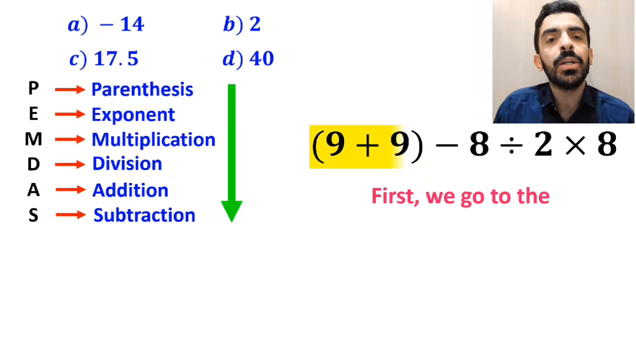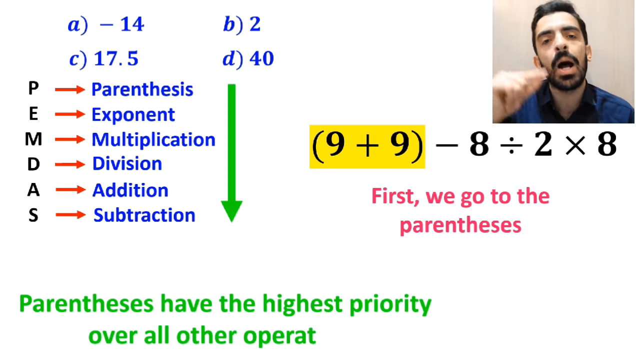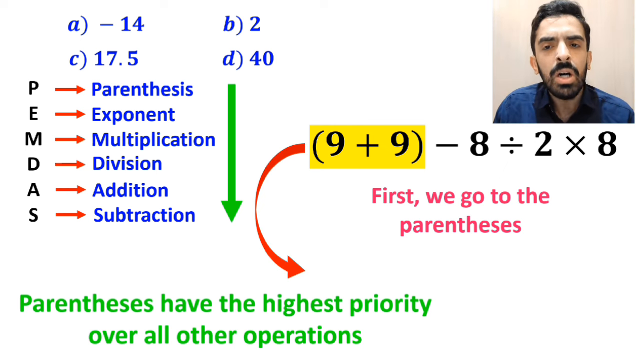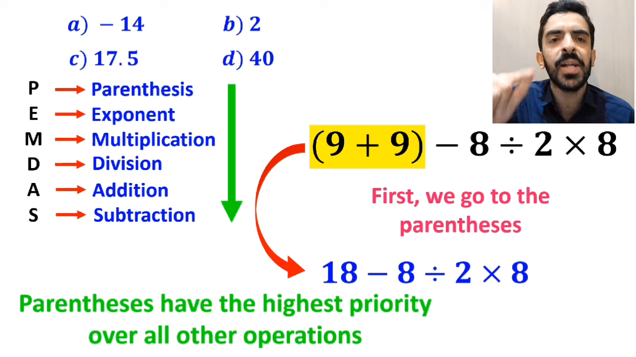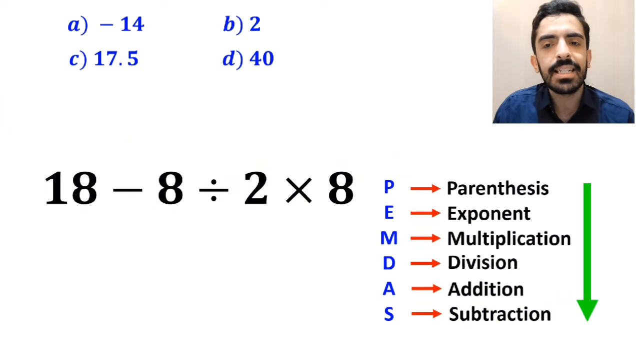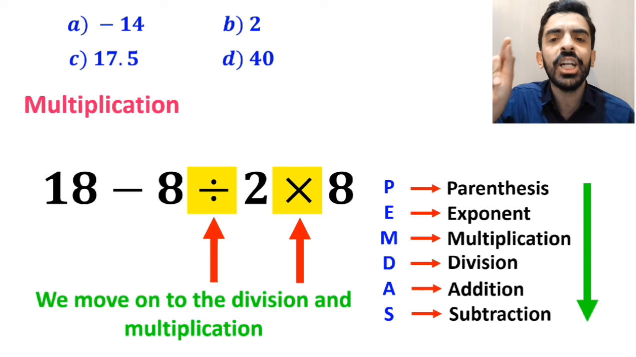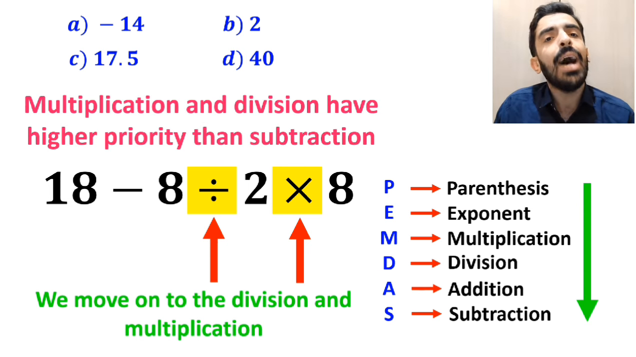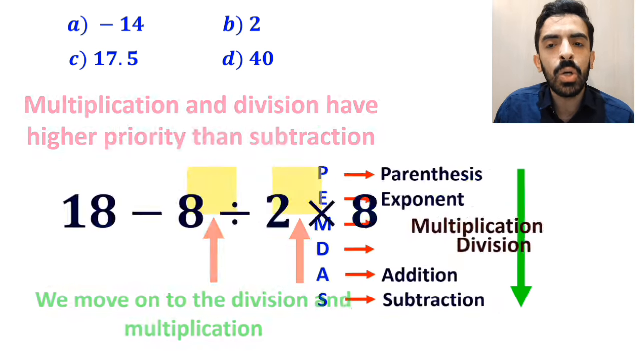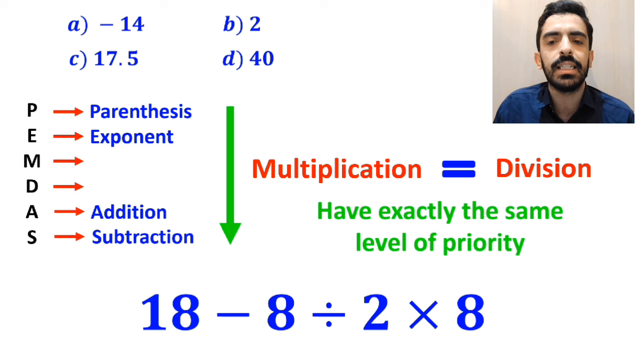Okay. First we go to the parentheses because according to the PEMDAS rule, parentheses have the highest priority over all other operations. So we can write this expression as 18 - 8 ÷ 2 × 8. In the next step, we move on to the division and multiplication because multiplication and division have higher priority than subtraction. However, it's very important to note that multiplication and division have exactly the same level of priority.